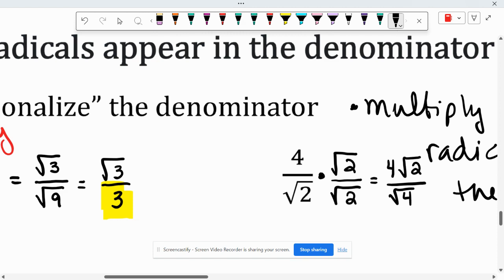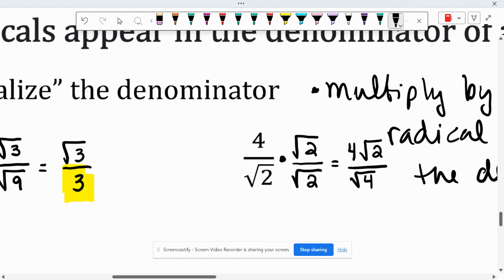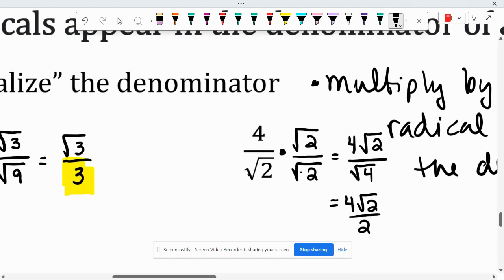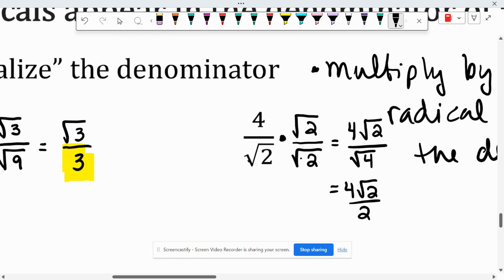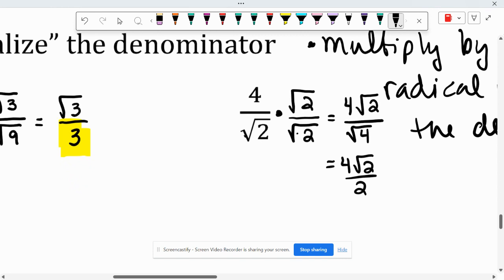But what is the square root of 4? It's 2. And remember we said if you take a square root and multiply it by itself, the radical symbol just evaporates, right? Can you reduce 4 over 2? Yeah, you can. 2 will go into here 1 time, 2 will go into here 2 times. So this actually equals 2 square root of 2.